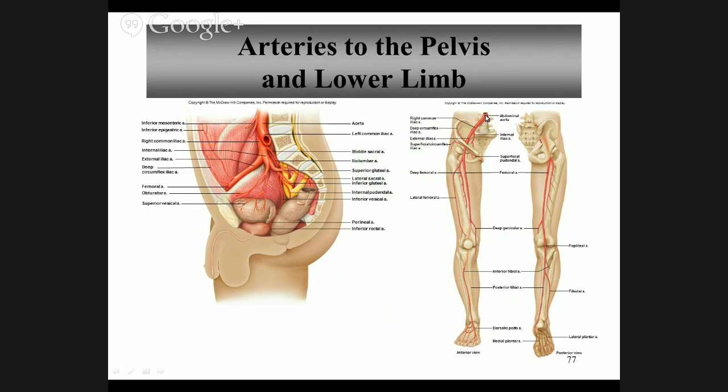And you have the abdominal aorta that branches to the right and left common iliac. And here's the deep femoral and femoral. And then there's a branch that comes off the lateral femoral, and the anterior tibial and fibular, and the dorsalis pedis.